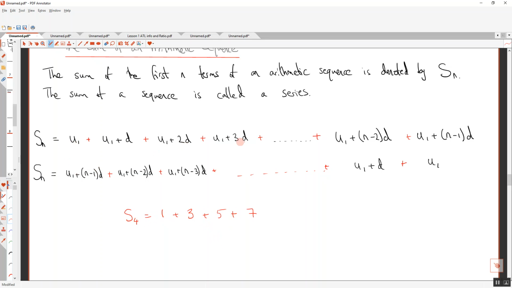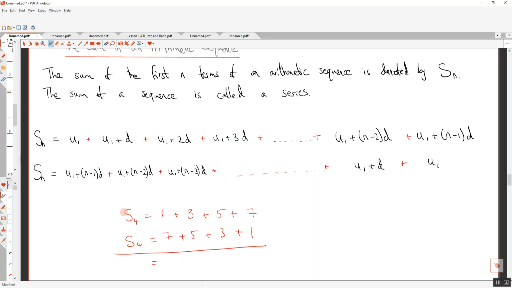If I'm going to do exactly what I've done up here, that's just the same as writing it as 7 plus 5 plus 3 plus 1, correct? I've just written this sequence out the opposite way around, and I've done the same here with numbers. Now, what do you notice about these things? They all add up to 8, right?